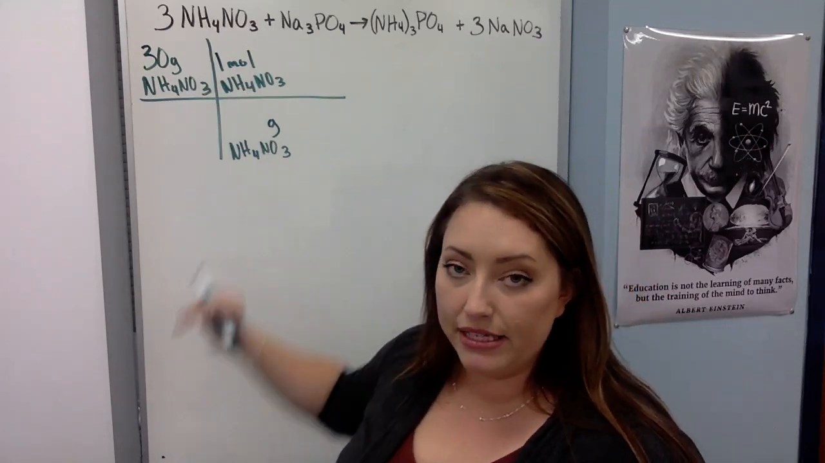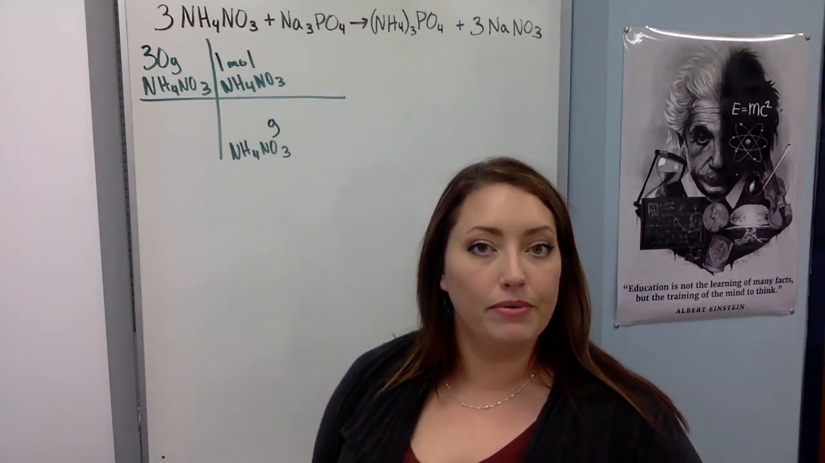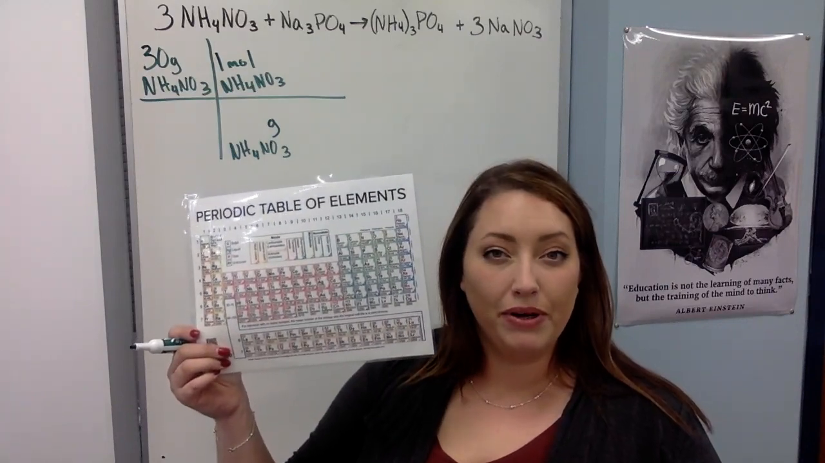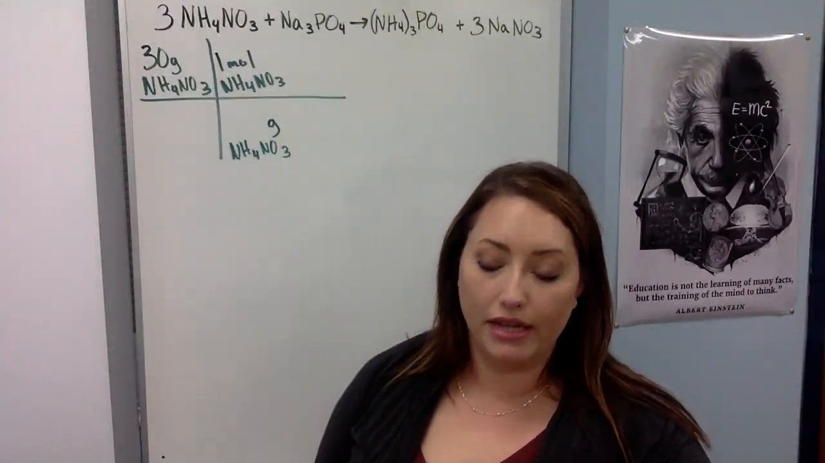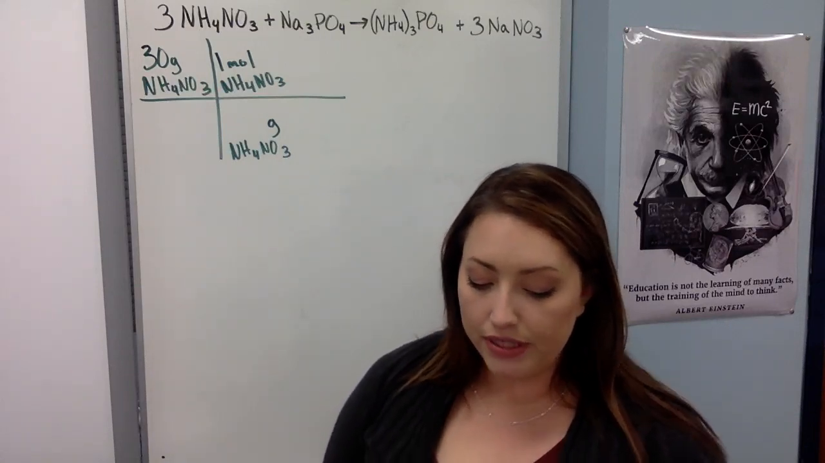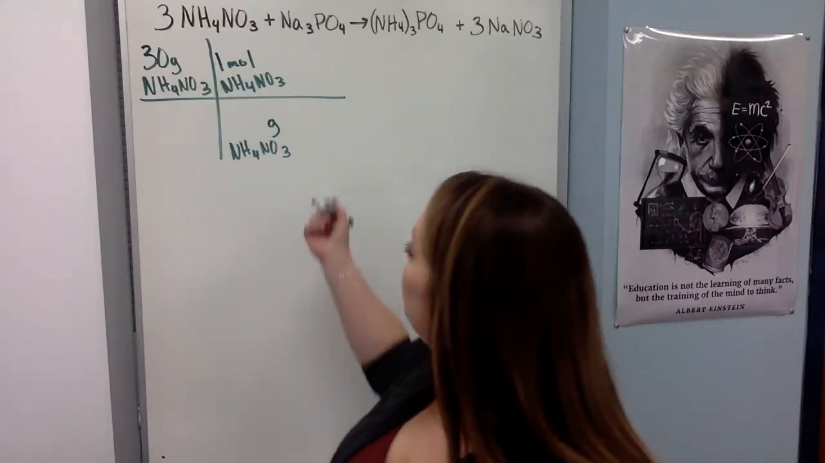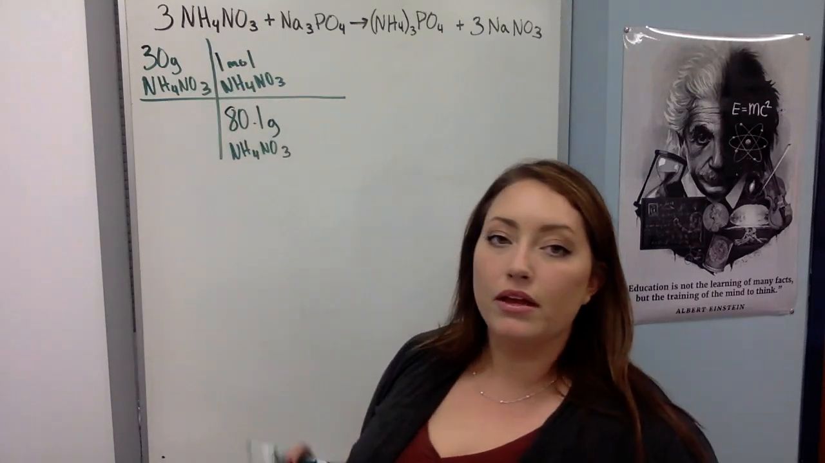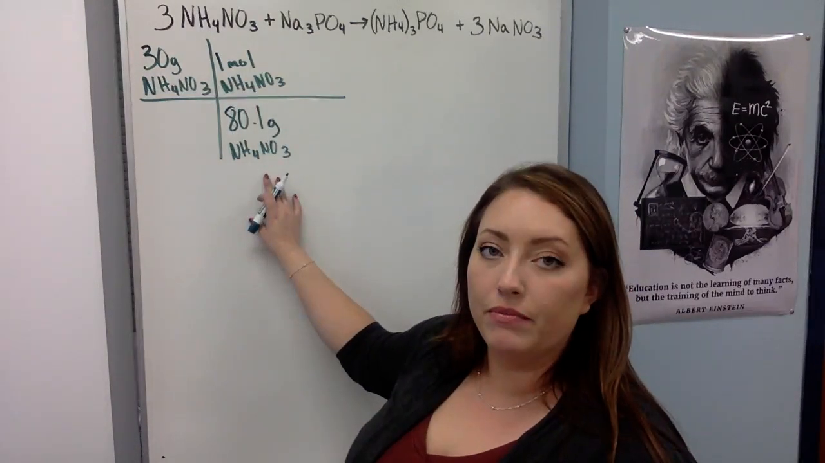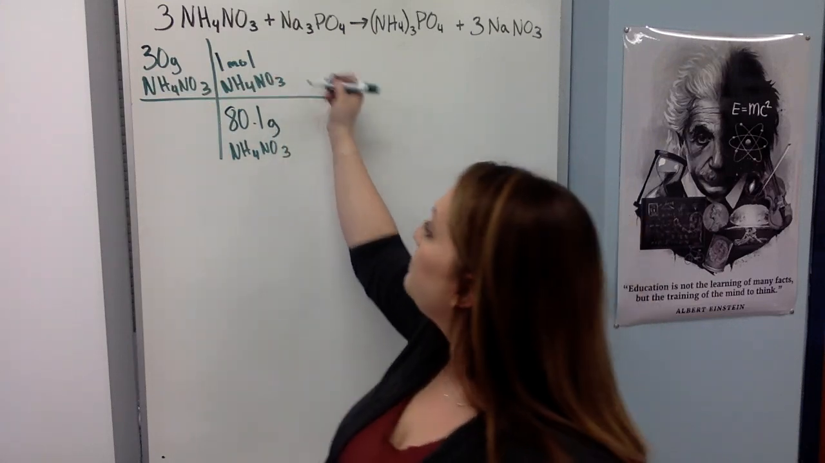So that mass, if you are having trouble remembering, you're just going to look that up on the periodic table. You're going to look up each of those masses, add them all together to get a total. So this one happens to be 80.1. Okay, so we have 80.1 grams of ammonium nitrate is equal to 1 mole.